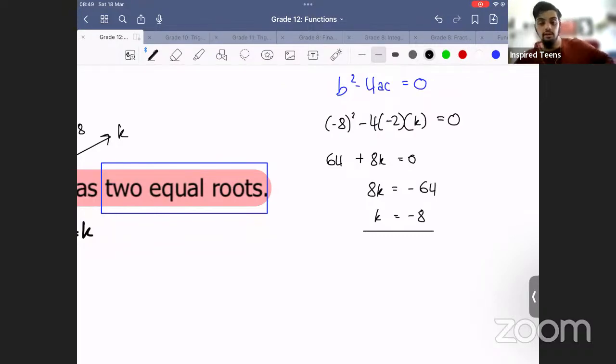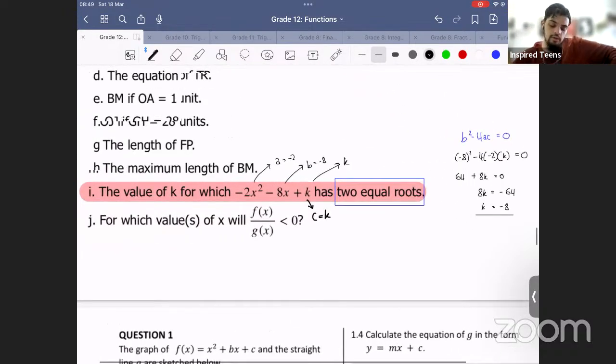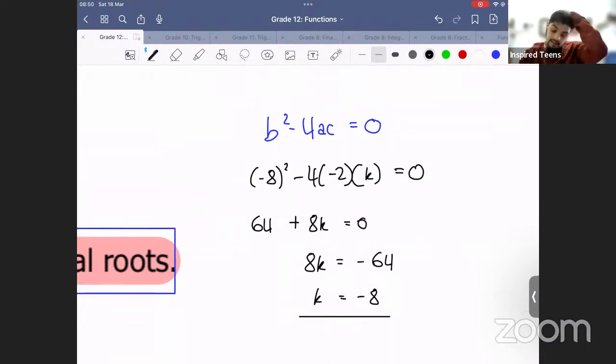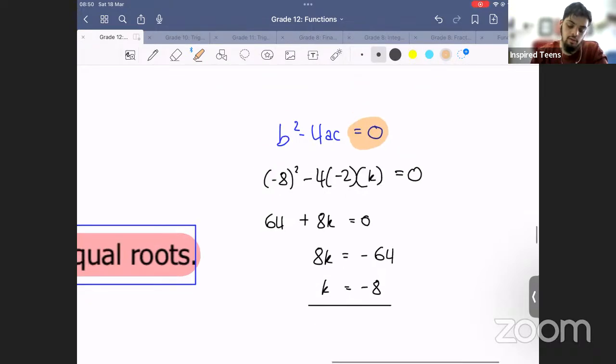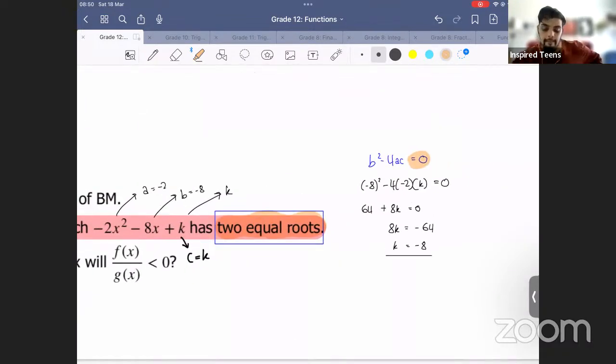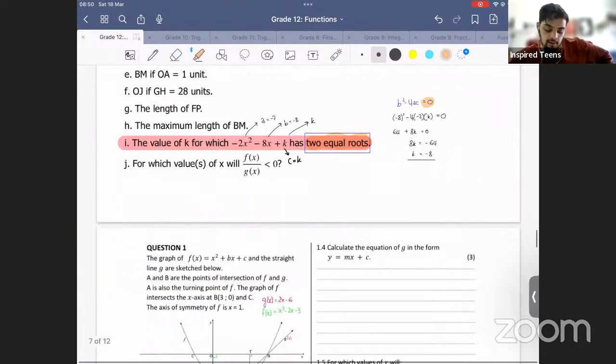If all the calculations are correct, then it should be correct. So the value of k for which negative 2x squared minus 8x plus k has two equal roots, the value of k, in this case, is one single value. Why did I say b squared minus 4ac is equal to 0? Again, that's simply due to the fact that it has two equal roots. That's why we equated it to 0. And then you get negative 8.